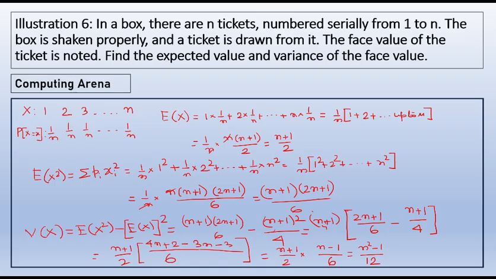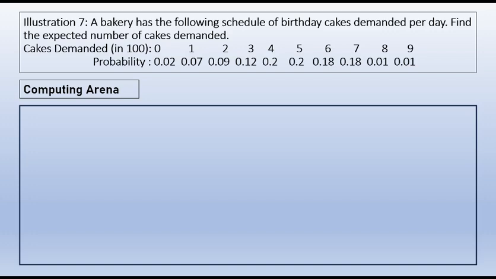Now let us move to the next problem. So here we have a problem. Here the probability distribution is in front of us. It's quite clear. Let us look into the question. What the question tells: a bakery has the following schedule of birthday cakes demanded per day. Find the expected number of cakes demanded. So you have to find the expectation only.